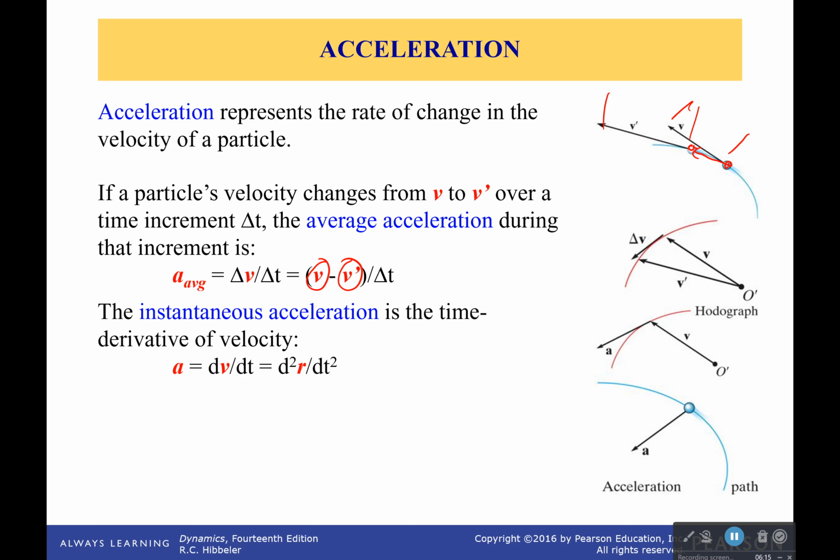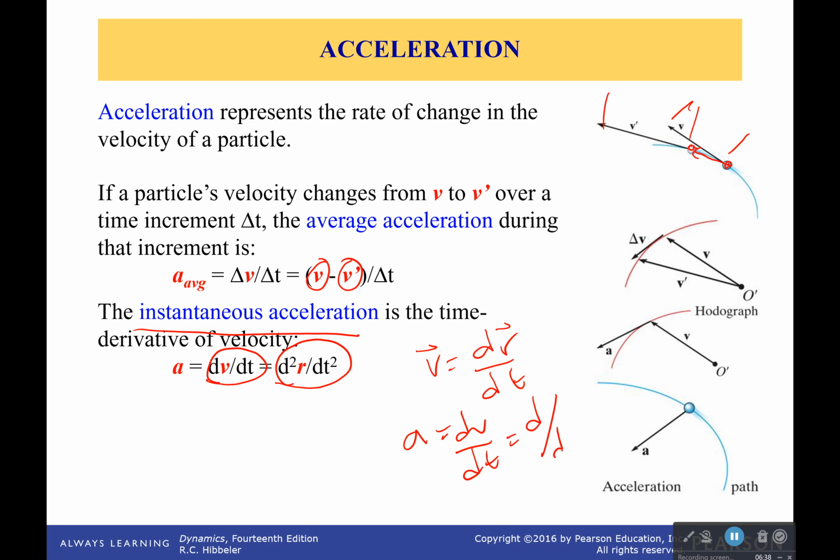Now, similarly to velocity, if we want the instantaneous acceleration, we have to take a derivative. And so we can take the time derivative of the velocity, which will become the second derivative of the position, because velocity was equal to dr/dt, and these are vectors here. And therefore, acceleration is equal to dv/dt, which is equal to d/dt of dr/dt. And that's where we get this d squared r over dt squared.